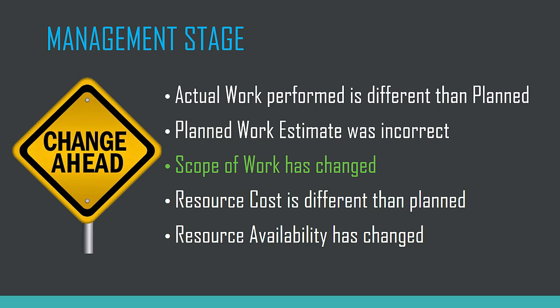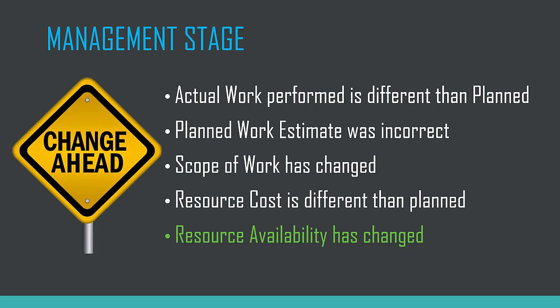The scope of the work has changed. So the original expectation on what needs to be done as part of a task has changed now. That creates a big impact on the project. The cost that we estimated or anticipated also is different in reality, and the resource availability has changed. We may have unexpected vacation days or sick days along the way for the resources in our team, and that will impact their availability, and in turn that will impact the timeline of the project. These factors may make our baseline plan not valid anymore.